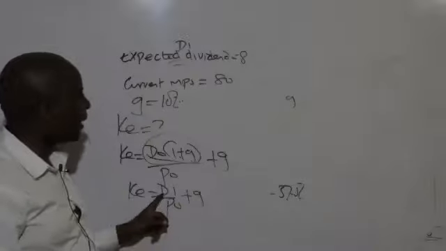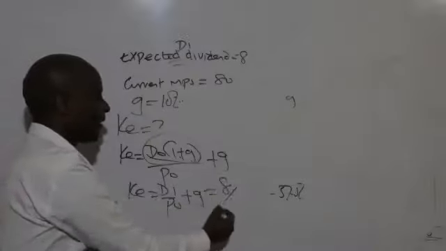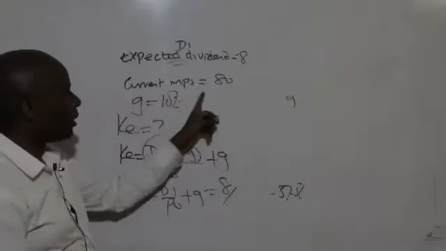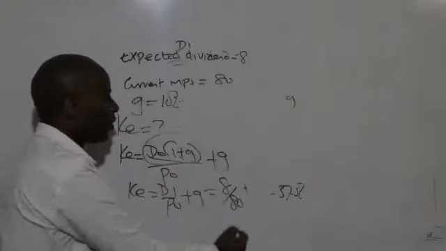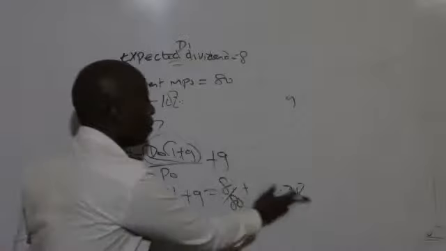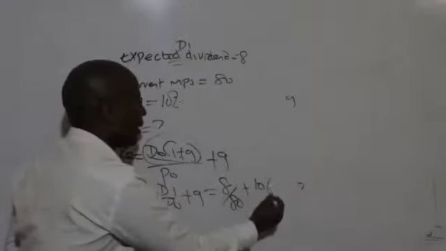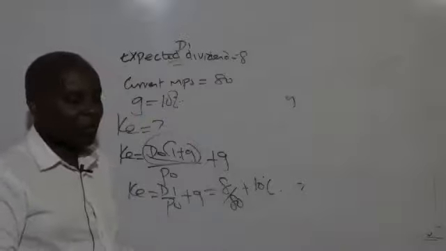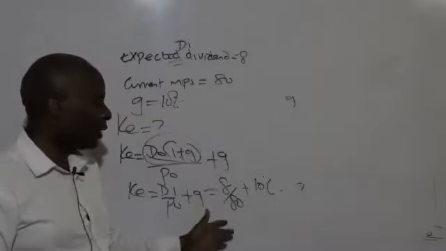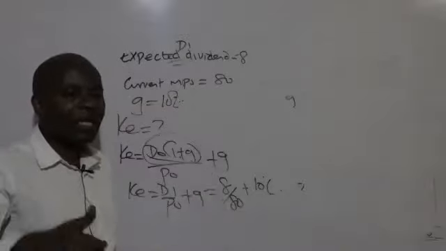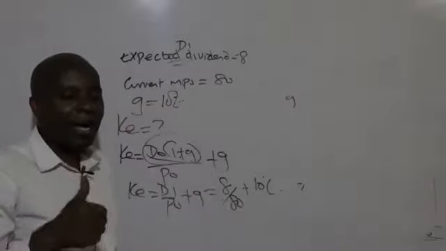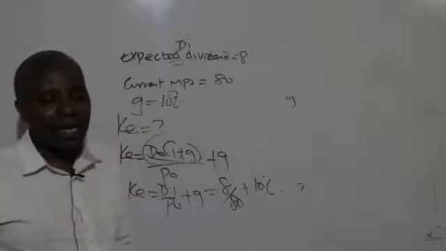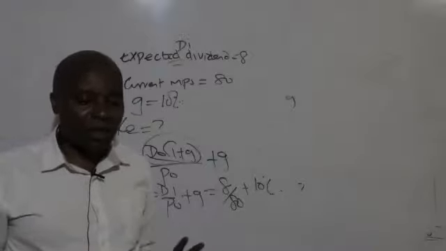So the D1 is 8. P0 happens to be 80. Plus the growth rate, which happens to be 10%, the same as 0.1. So could you kindly give me the final answer? It will be 8 over 80, that's 10%, plus 10%. That gives me 20%. That gives us 20%.